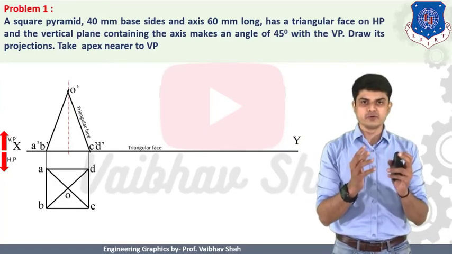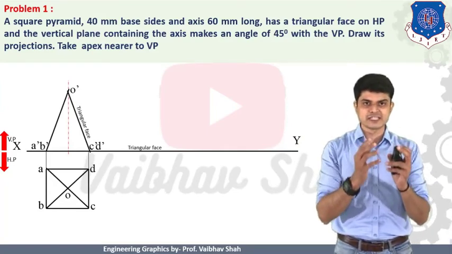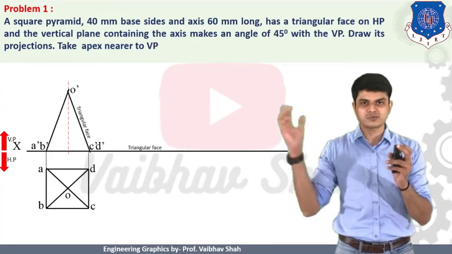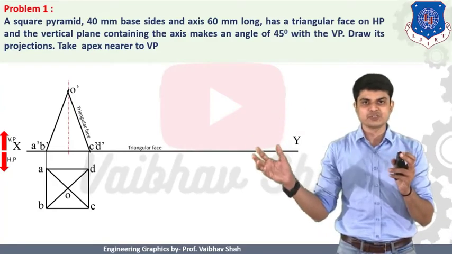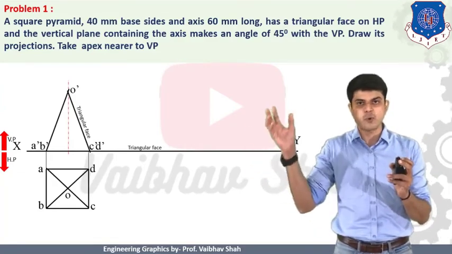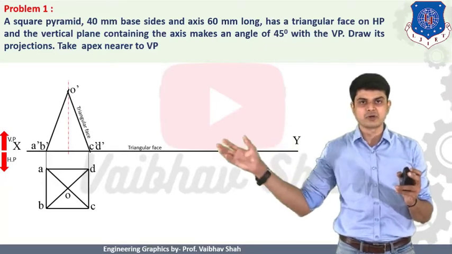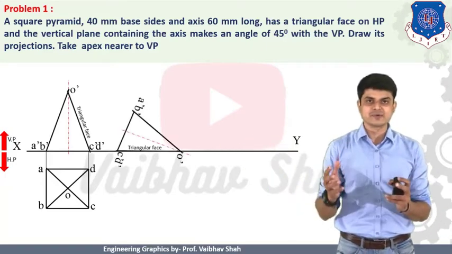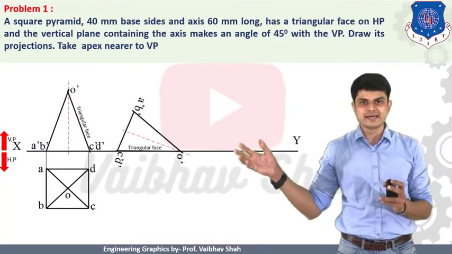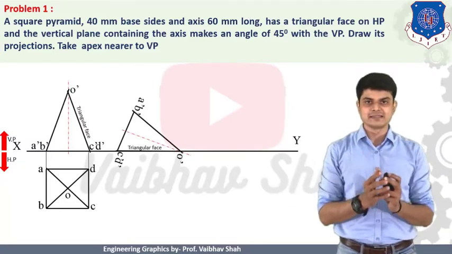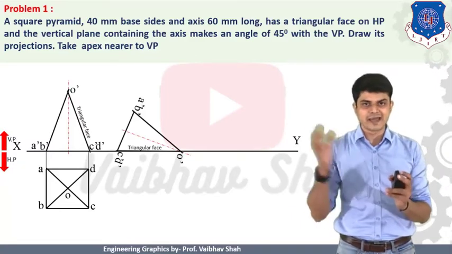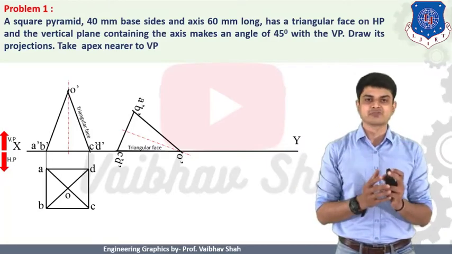So in front view, it is said that it is resting on HP. That means we should put this triangular surface, or the line showing the triangular face, which is O dash, C dash, D dash, onto your XY line like this. So let us try to put this line O dash, C dash, D dash onto your XY line, which is nothing but now the triangular face is resting on the XY line itself.